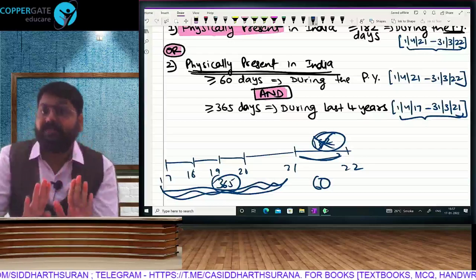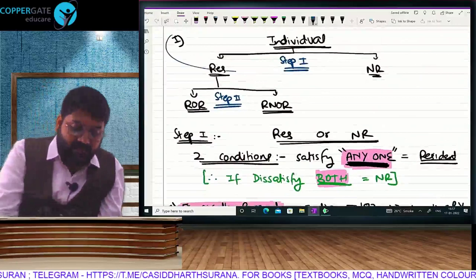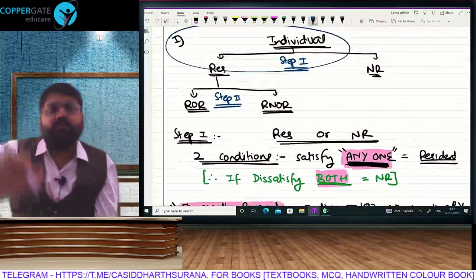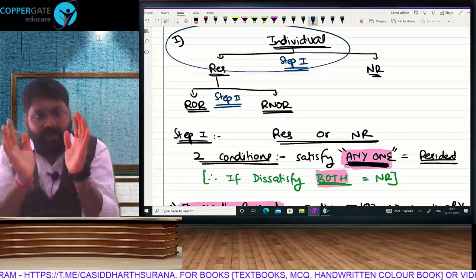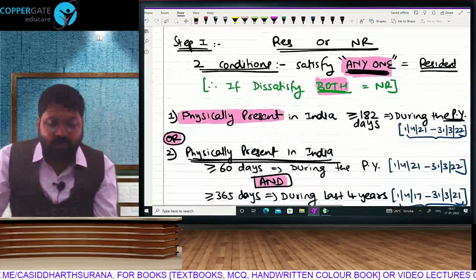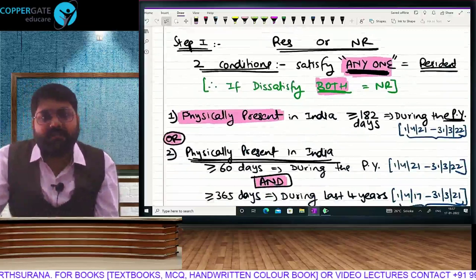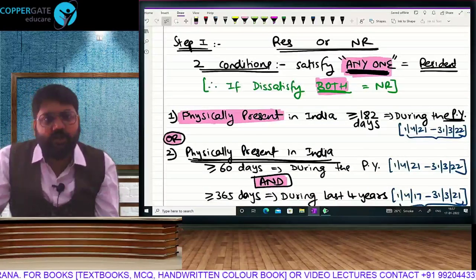So how does residential status get determined in our country for an individual? We are still at the first step. Focus. Like we have started individual, same thing we will do for HUF and company when we go ahead. Right now we are in individual step 1, where we are deciding whether you are resident or non-resident. How many conditions are listed for residential status of an individual?